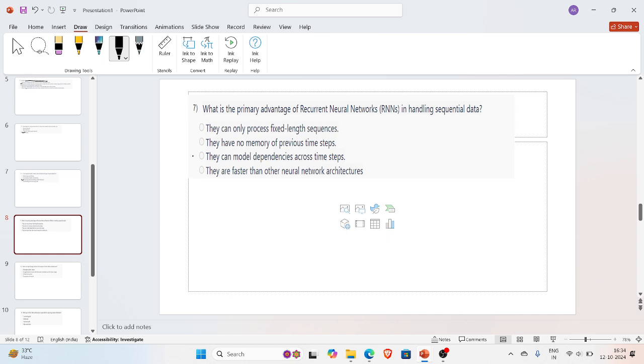So the primary advantage is this one, because there are common weights for every time step, so they can model dependencies across time steps. The same weight is used at every time step, and that weight is updated. So that is a major benefit of RNN.